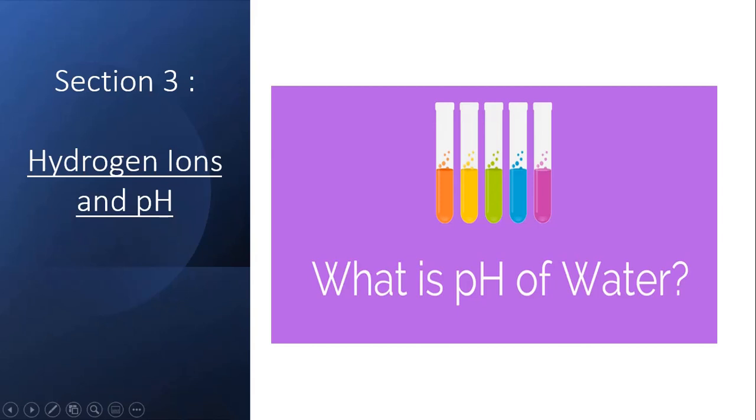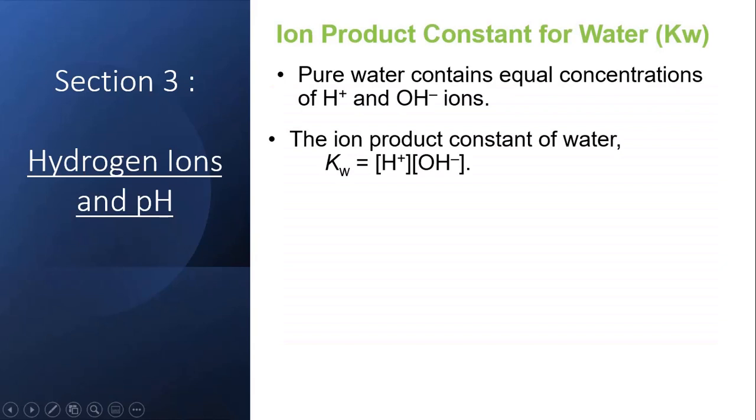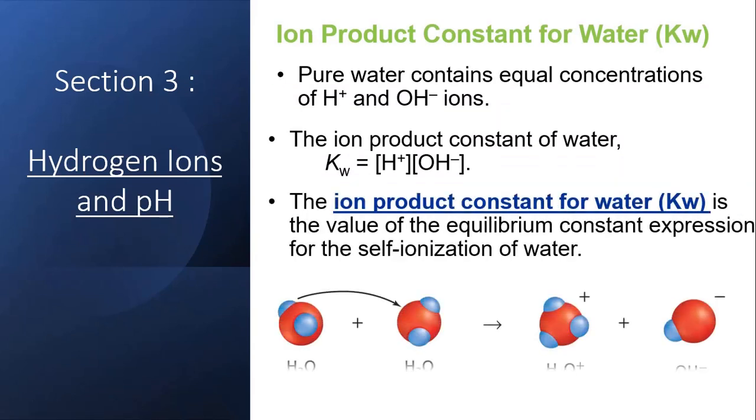That is going to be green in some indicators like the universal indicator that we will see. The ones on the right are the bases. The ones on the left are the acidic ones that we will see in the coming part of the section.